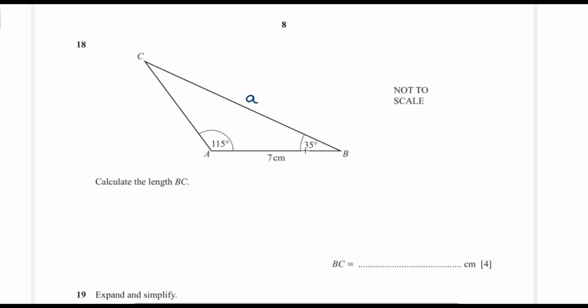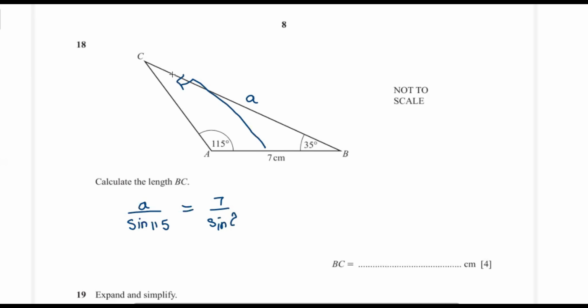Now you see here, there are two angles and two sides. For the relationship between two angles and two sides, we use the sine rule. The sine rule: you can write the length of the side divided by the sine of the angle opposite that side. Now this is 115, and same here is 7 over sine C.